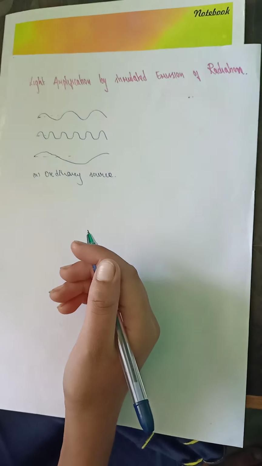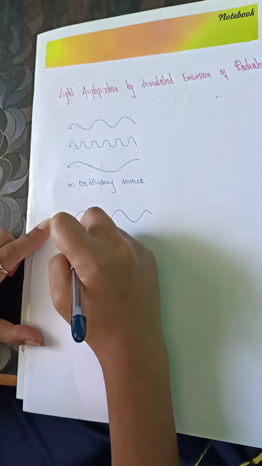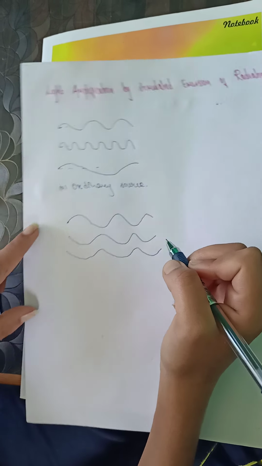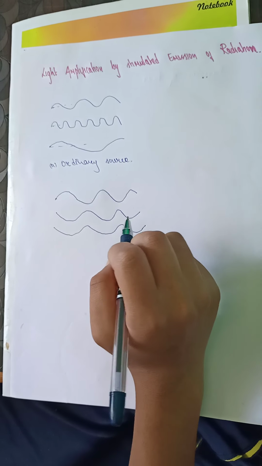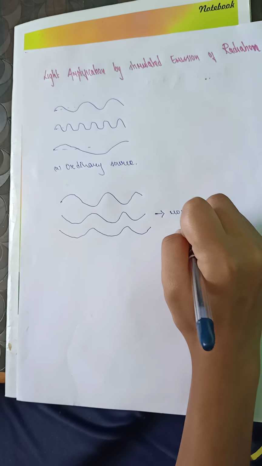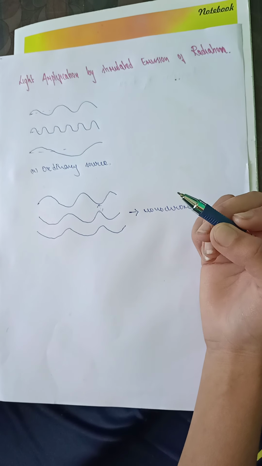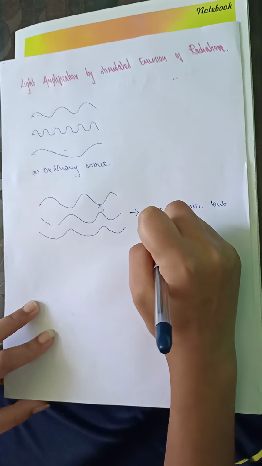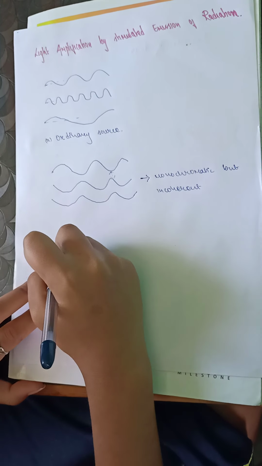Then we will take the second diagram. In this second diagram, we are taking three waves. If we observe the wavelength, all these three waves have the same wavelength. When there is the same wavelength, we can say this is a monochromatic source of light. But if you observe, the phase is different among the three waves, which means that this is a monochromatic but incoherent source of light.